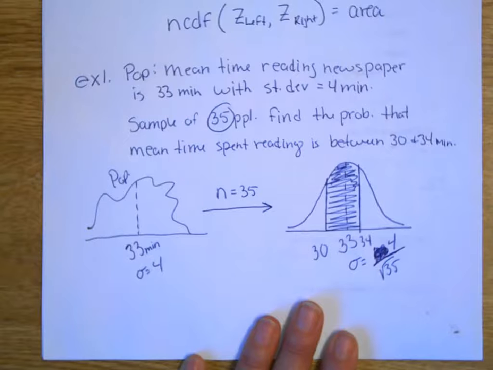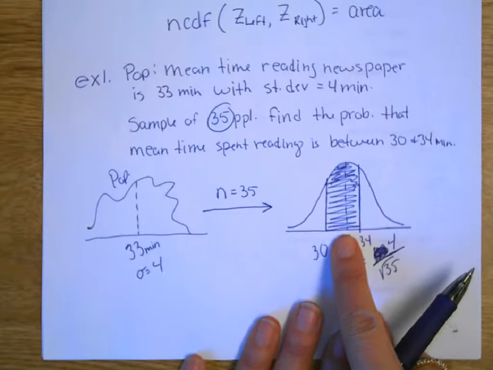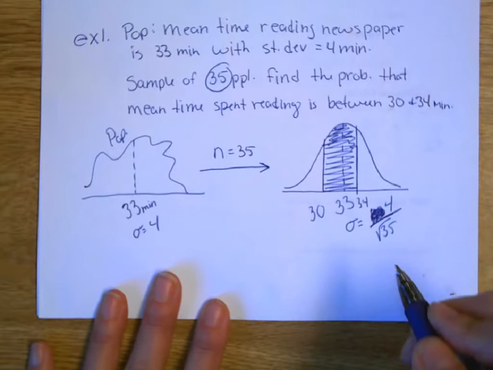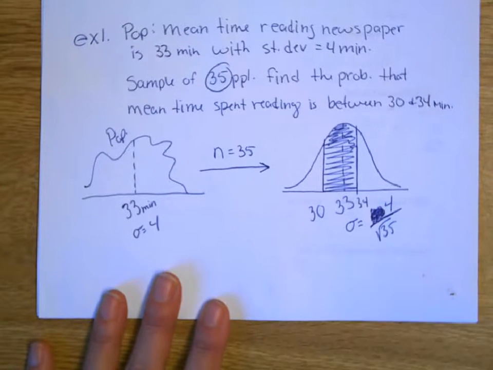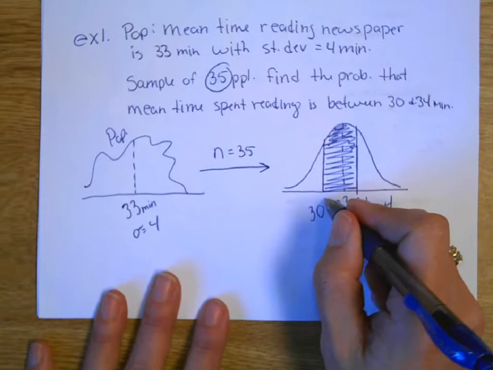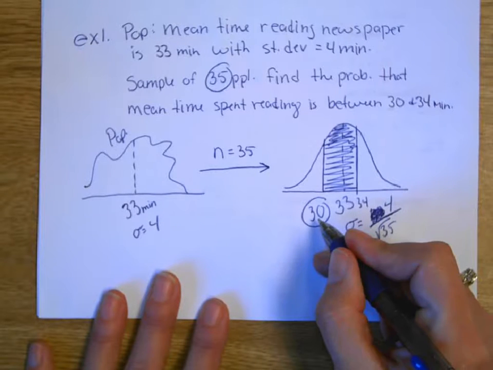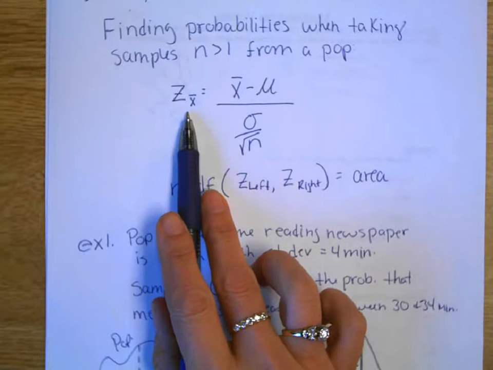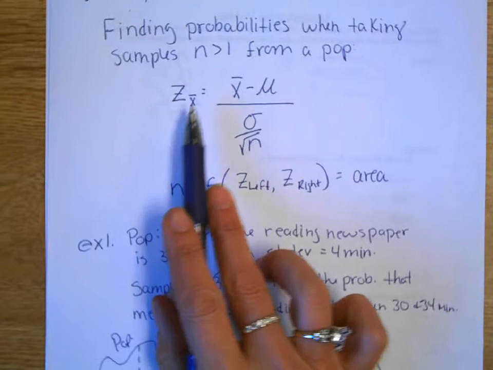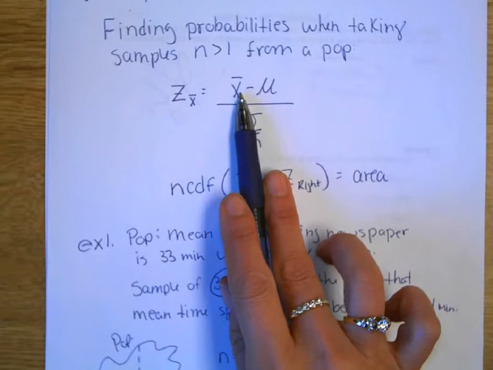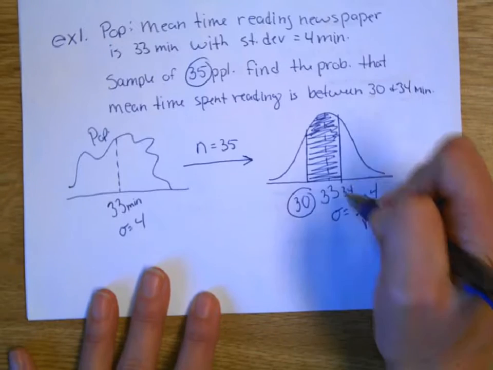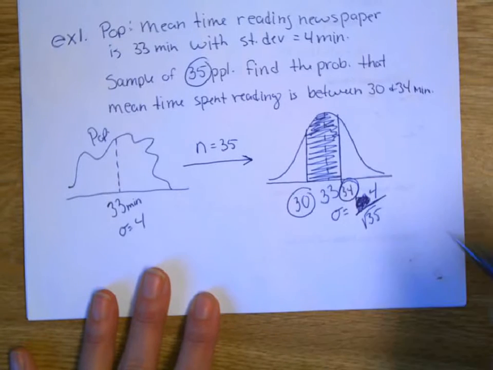So which function on the calculator is going to give me this area? NCDF is going to give me back an area. What do I have to feed NCDF? Z-scores. Take a look at the formula. NCDF wants Z-scores. Is 30 a Z-score? No, that's an X value. It's a mean, actually. So we're going to use the formula I gave you at the top. It's the only formula we have to convert 30 into a Z-score, and then we have to convert 34 into a Z-score.